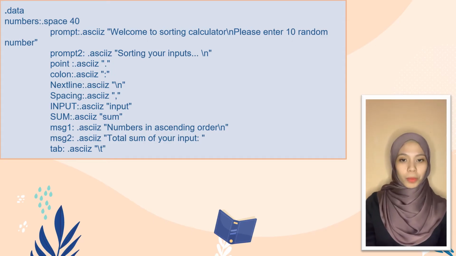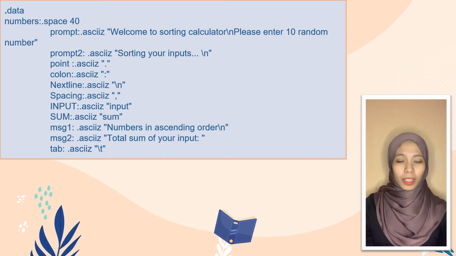The data section is a variable declaration. There are variable name and data type. For numbers, we use 40, which is a multiple of 10 and 4, because in MIPS language we have to declare the size of the number. The size of one integer is equal to 4 bytes. We use space as the data type and provide some space for the numbers.